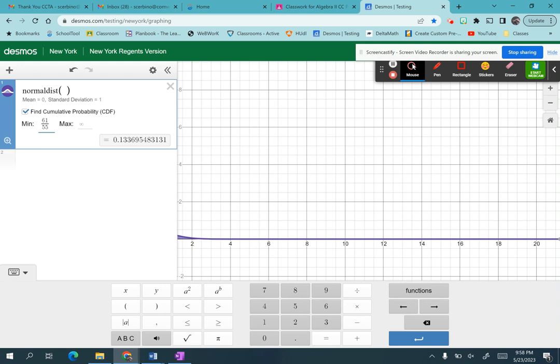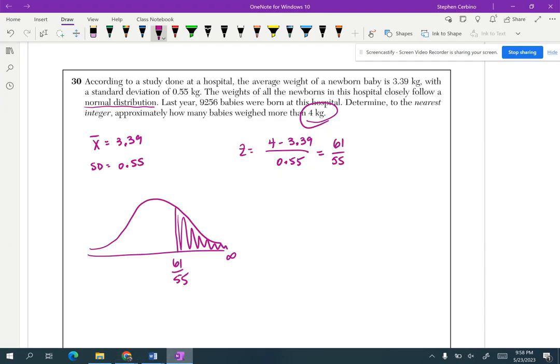And that's going to give us the decimal 0.13369 dot dot dot. So the probability that the z-score is greater than 61 over 55 is going to be 0.133695 dot dot dot.